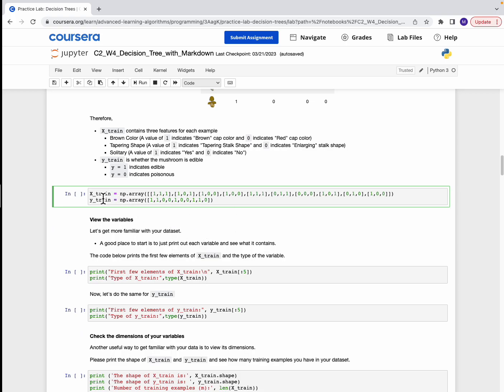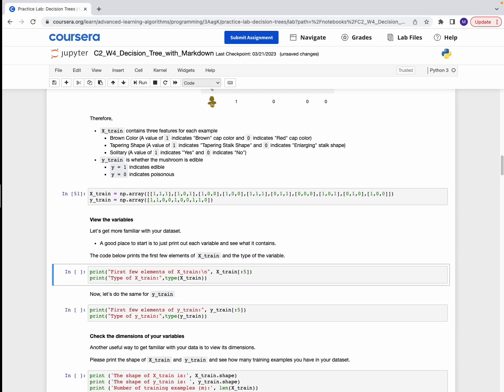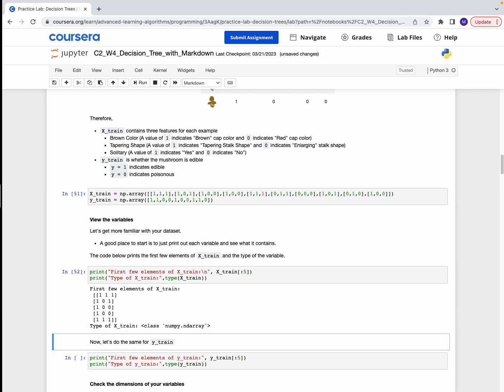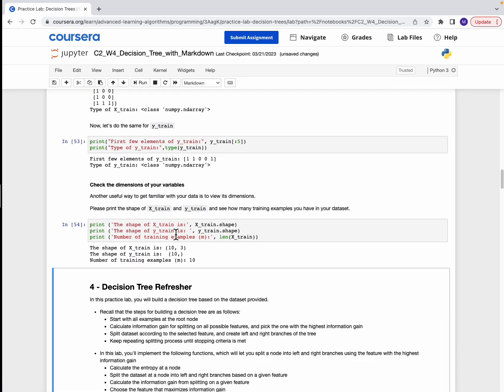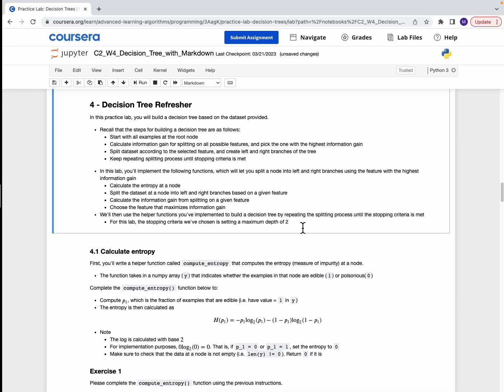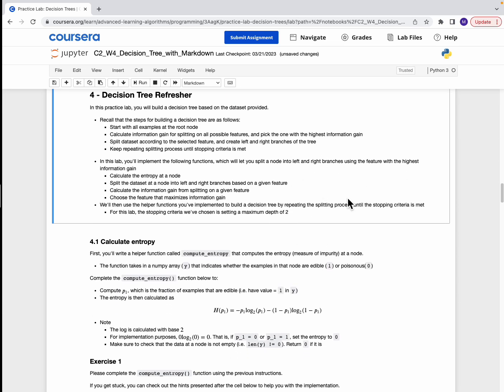X-train and Y-train are these values from our NumPy array. The first few elements of X-train look like this, and Y-train looks like that. And for the dimensions, there are 10 examples. Decision tree refresher, I'll let you pause this to read it if you want.